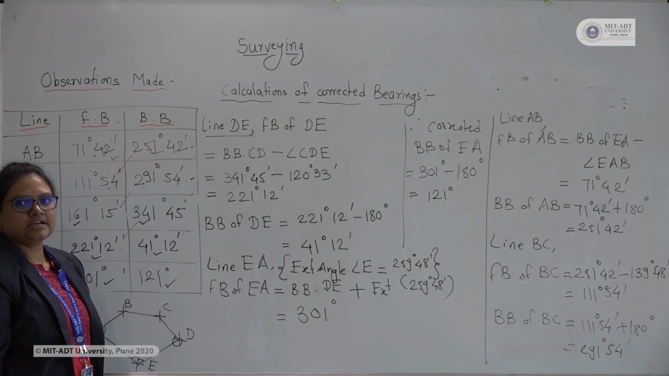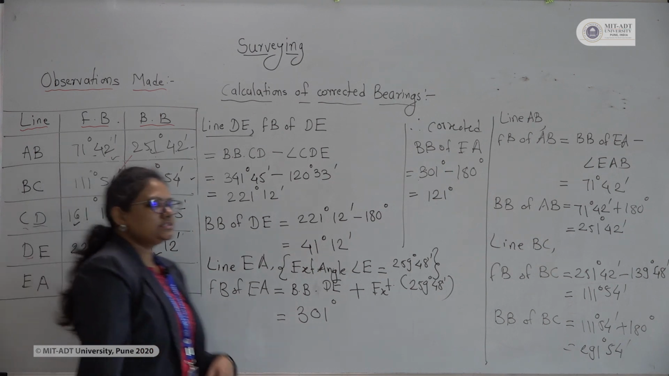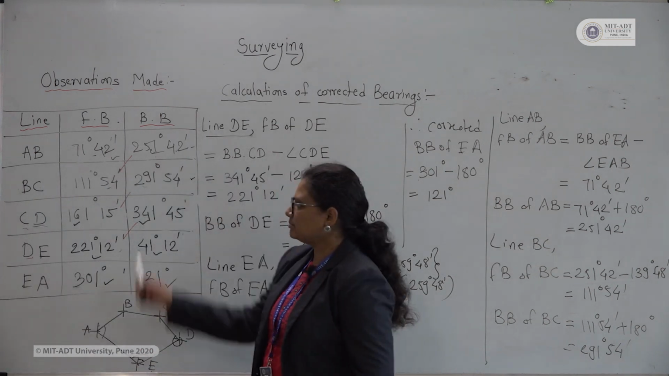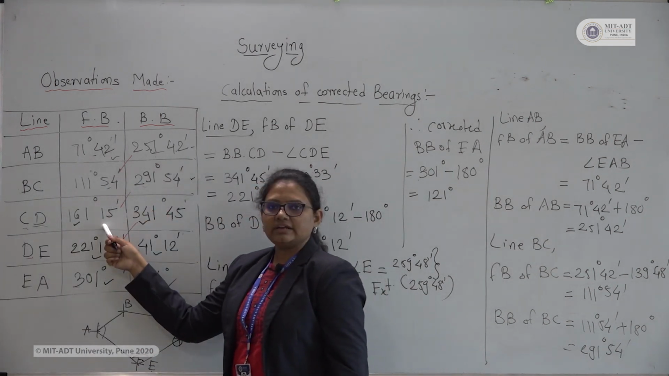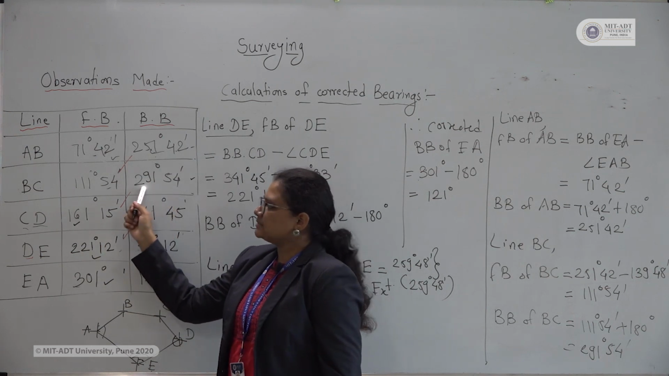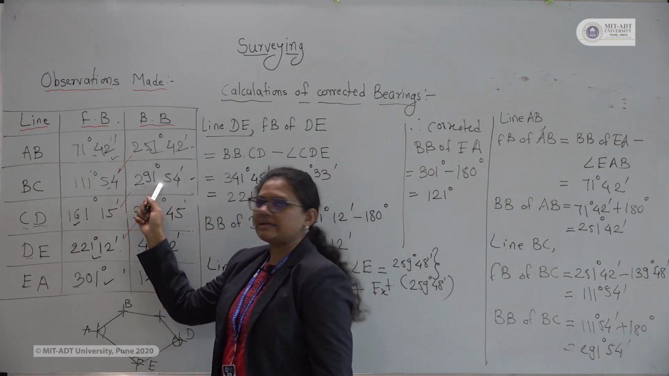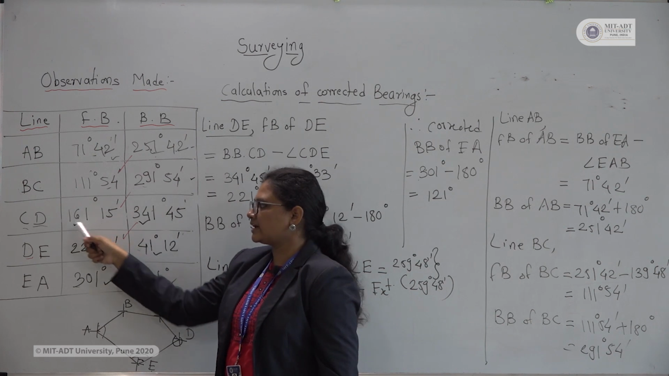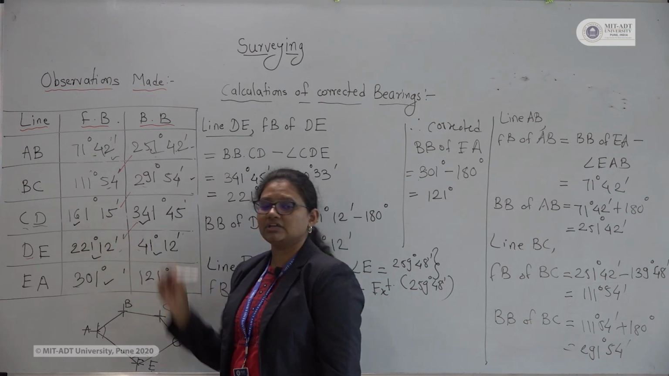Now, for your understanding, you can take a check at this point also. So, this line BC, and for CD you can take a check. You can simply subtract the angle CDE from this value of back bearing, and you will get again the answer as 161 degree and 50 minutes.